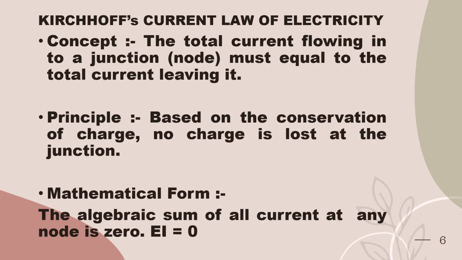Kirchhoff's current law of electricity. The concept of this law is that the total current flowing into a junction node must be equal to the total current leaving the junction. The principle is based on the conservation of charge. No charge is lost at the junction. As per the mathematical form, the algebraic sum of all currents at any node is 0.